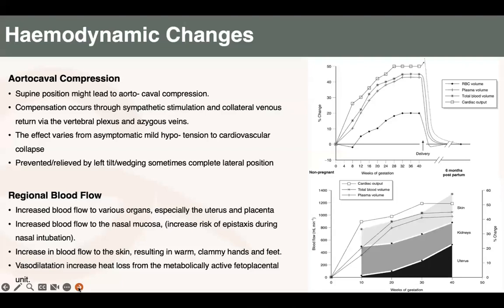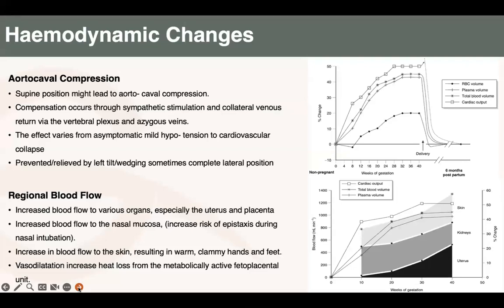Another change that happens, as we hinted, is increased regional blood flow. You can have increased blood flow in various organs, the first one being the uterus and the placenta. During the peak of the blood supply in the third trimester, the uterus is believed to be receiving up to a quarter of total cardiac output, which is a serious amount of blood.